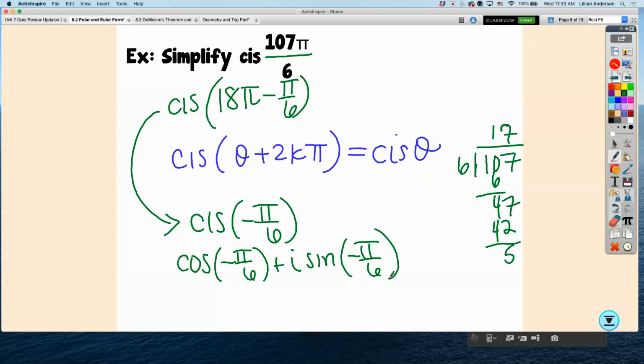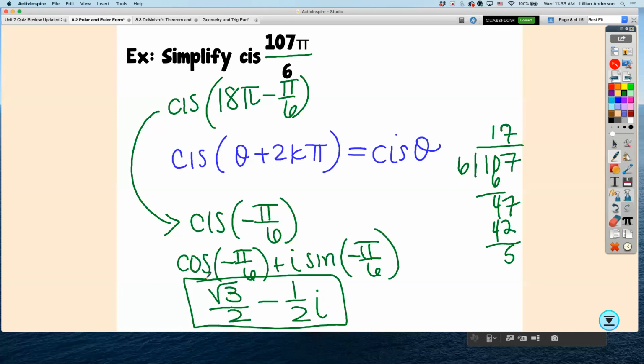Isn't it positive? Oh, yeah. Positive root 3 over 2 plus, oh, so minus 1/2. And I can't go any simpler than that. So that's using all of your properties of cis theta.